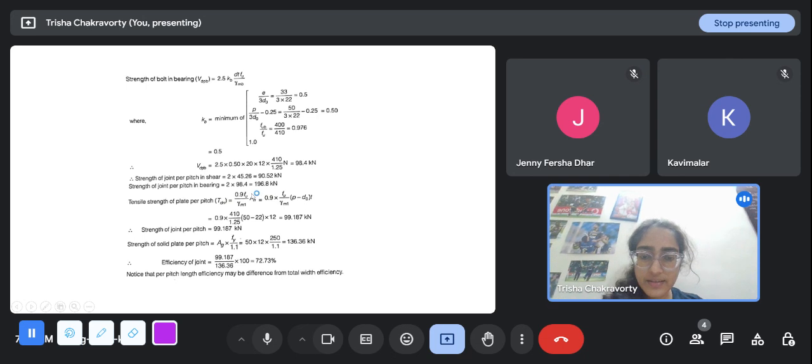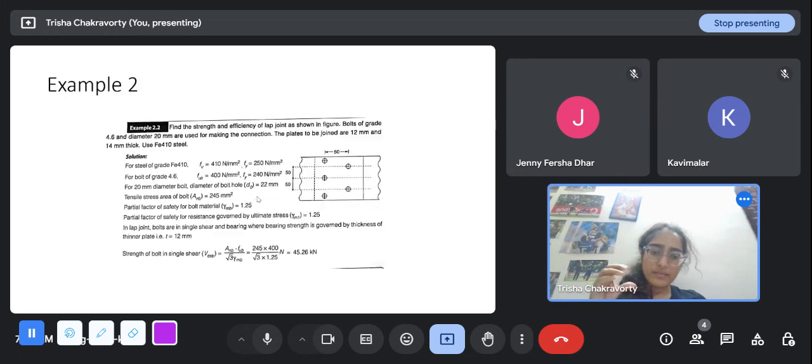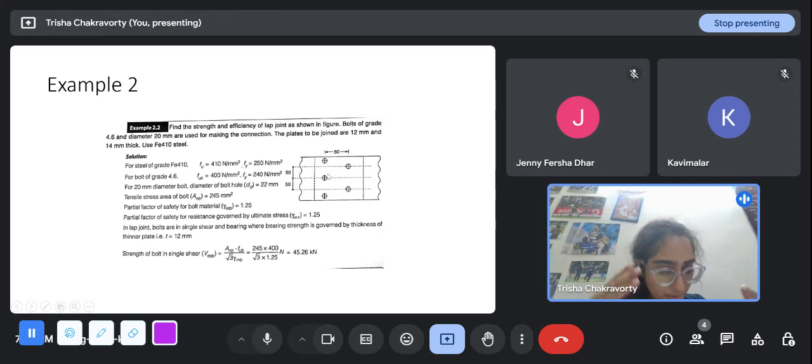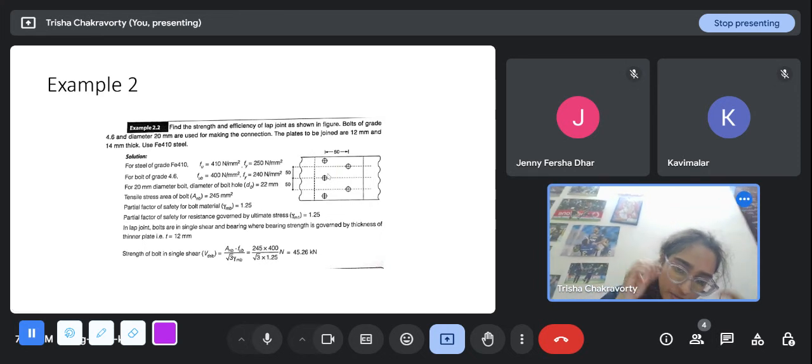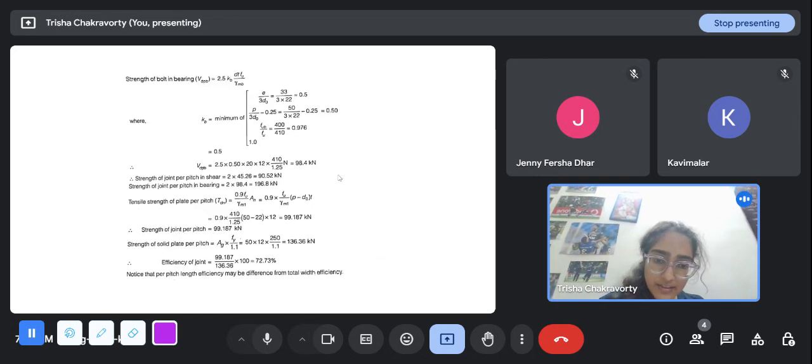So this A_n is (p minus d_0) t. This A_n is the net area under tension. The net area under tension will be this: this is the pitch, and you have to subtract the bolt hole. The bolt hole diameter is 22 millimeters, so there is 11 millimeters from this part and 11 millimeters from this part. You have to subtract because tension acts on the net cross section, not on the gross cross section. So you have to subtract the bolt hole diameter from here, basically the radius twice, to get this area, and multiply by the thickness, the lower thickness, that is 12.